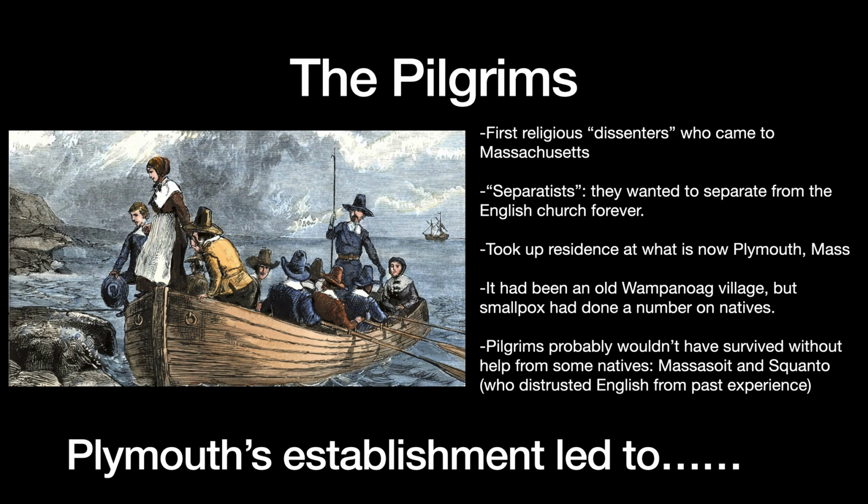Now, the Pilgrims probably don't survive for very long if it hadn't been for some natives who did return. Squanto was one of them, and Massasoit was a Wampanoag chief. Both of them spoke English. Squanto had, in fact, been kidnapped by the British and put onto the ship and forced to work on a British ship. So that's how he knew how to speak English.